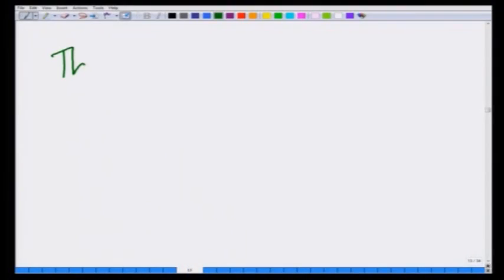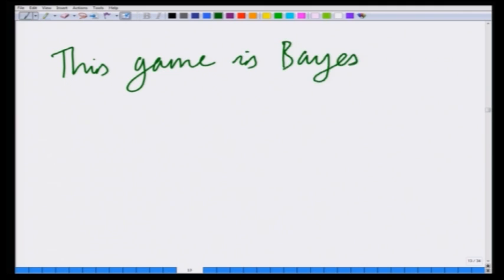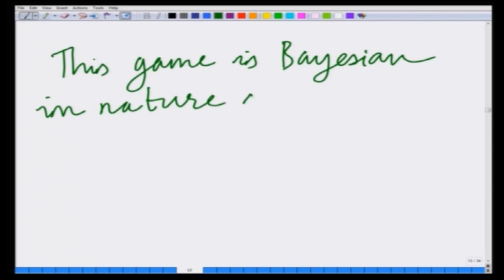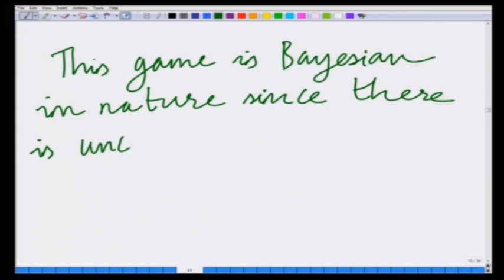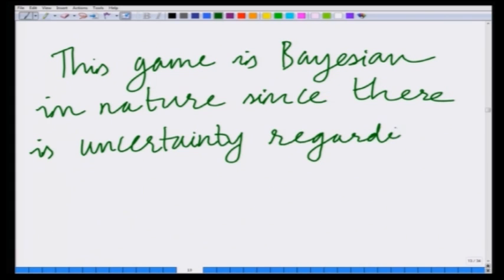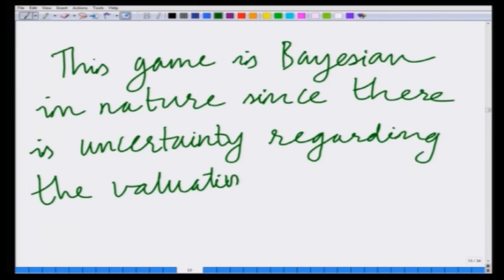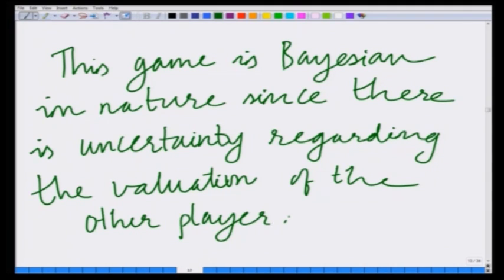So, this auction game is Bayesian in nature, since there is uncertainty regarding the valuation of the other player.